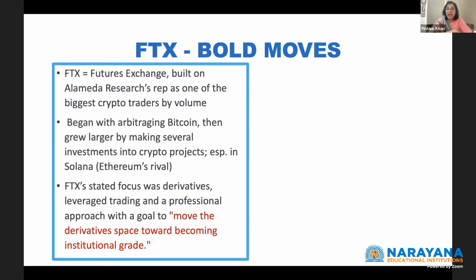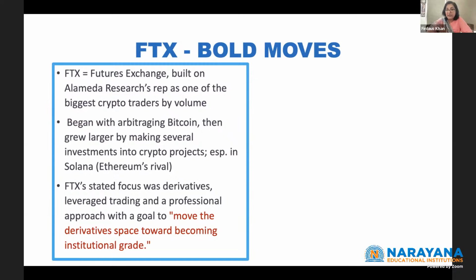And what did they do? They arbitraged Bitcoin. That means they bought Bitcoin in a market that had a low valuation and sold it in another market where there was a higher valuation. Then slowly they got into crypto projects. When founders were creating a new cryptocurrency, they would get in and take a stake in it. One big name they got into was Solana, which is supposed to be Ethereum's rival.